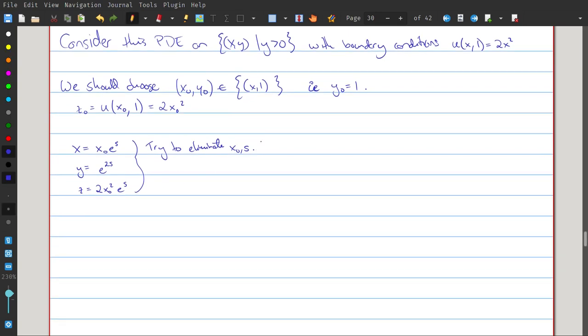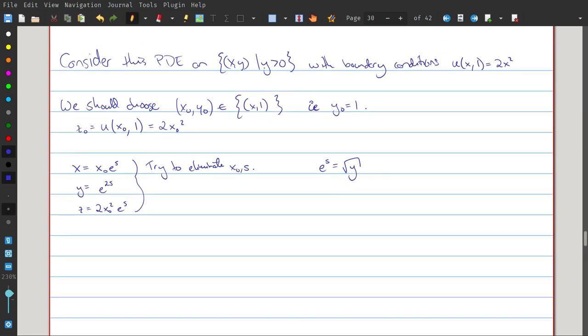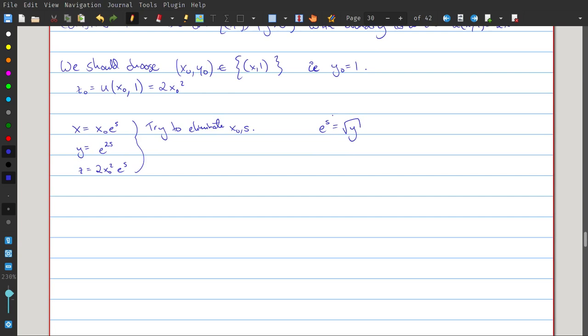So we can see from the second equation that e to the s is the square root of y, and it's the positive square root of y because we're considering the domain y is greater than or equal to 0. And if we make that substitution, then we see that x0 is equal to x on e to the s, which is x on the square root of y.